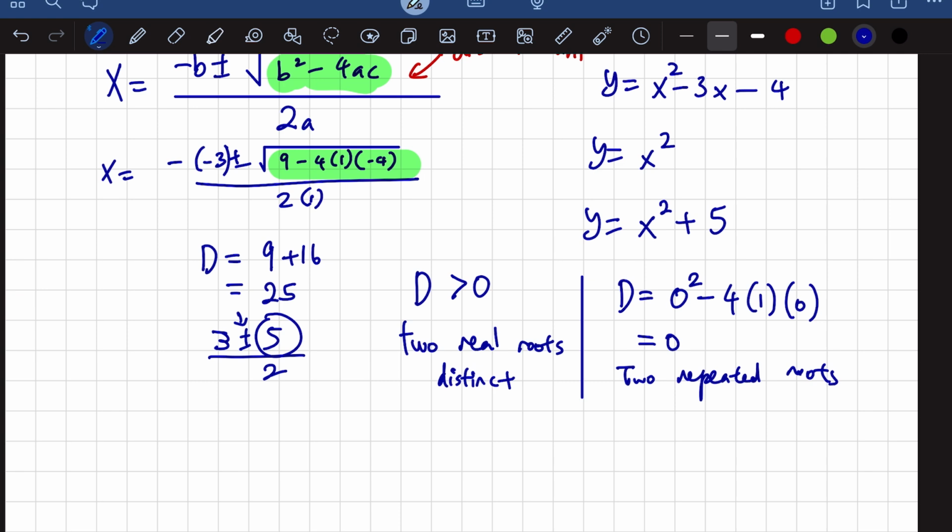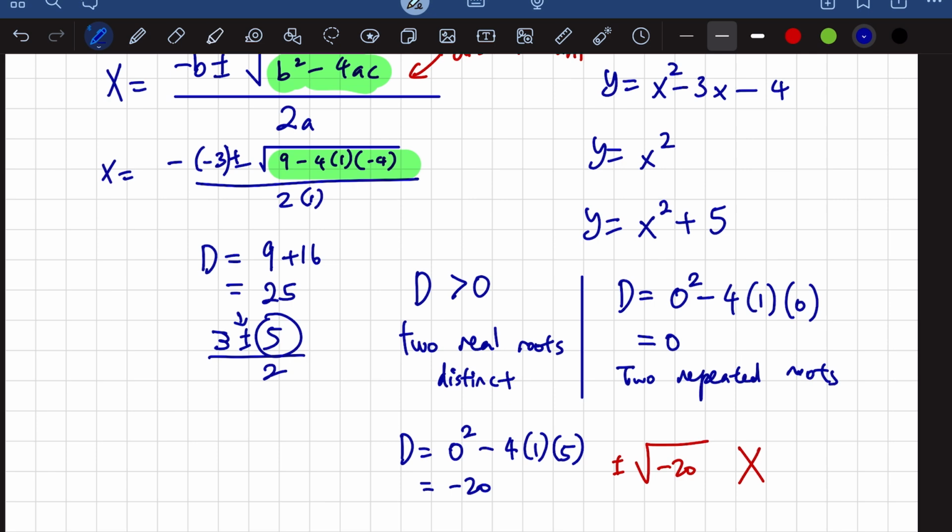So, you can think about it as the quadratic graph only just touches the x-axis at one point. Now, if you look at the third example, let's work out the discriminant, where a is 1, b is 0, and c is 5. We worked it out, and our discriminant is negative 20. But you see, you can't really square root negative 20. You can't really do that.